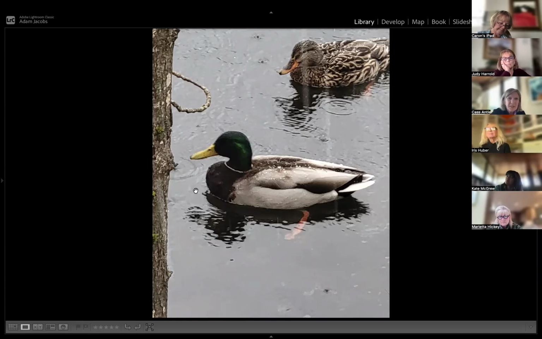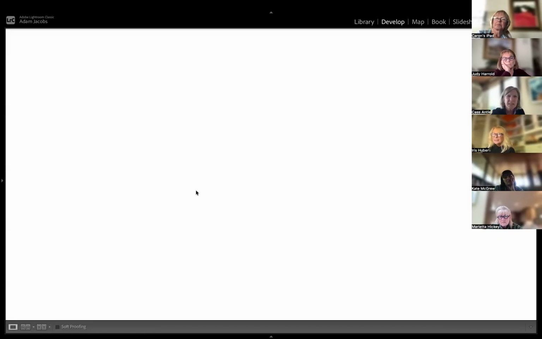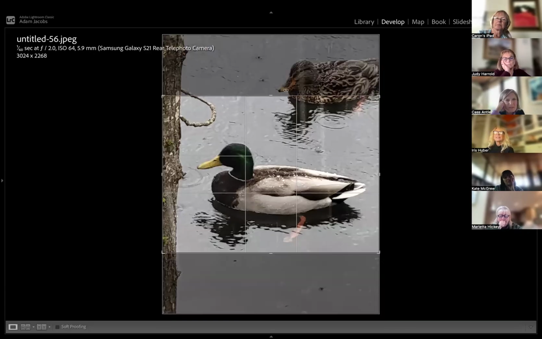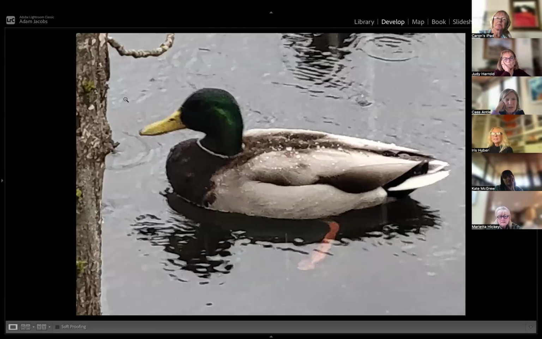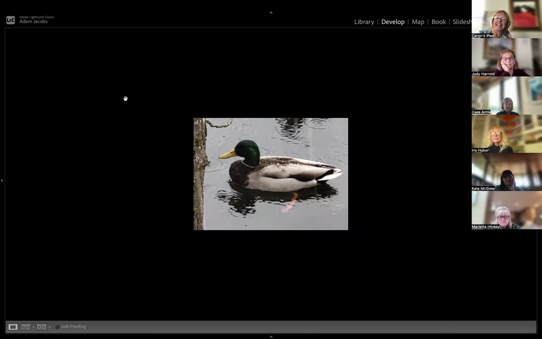Your eyes really are pulled to his beak and his feathers. I probably would crop this and just include this guy. I should say her beak and feathers. Beak, sorry.